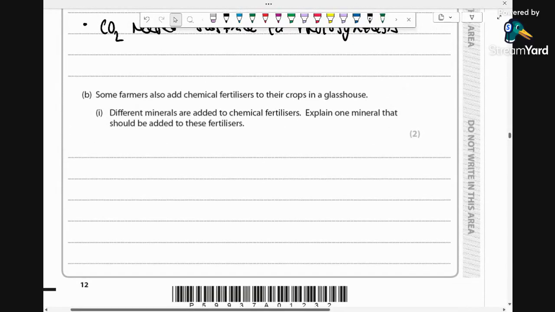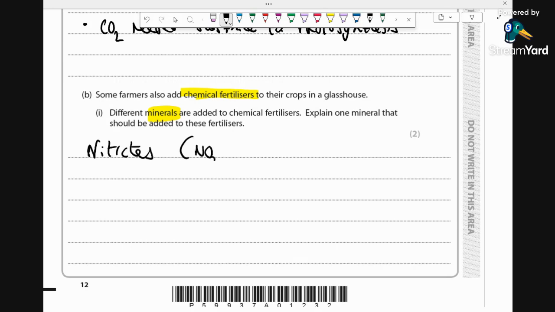Right, some farmers add chemical fertilizers to their crops. Different minerals are added to chemical fertilizers. So remember, these are things like nitrates, potassium salts, phosphates. Explain one mineral that should be added to these fertilizers. So I'm going to say nitrates, so NO3 minus. And why?